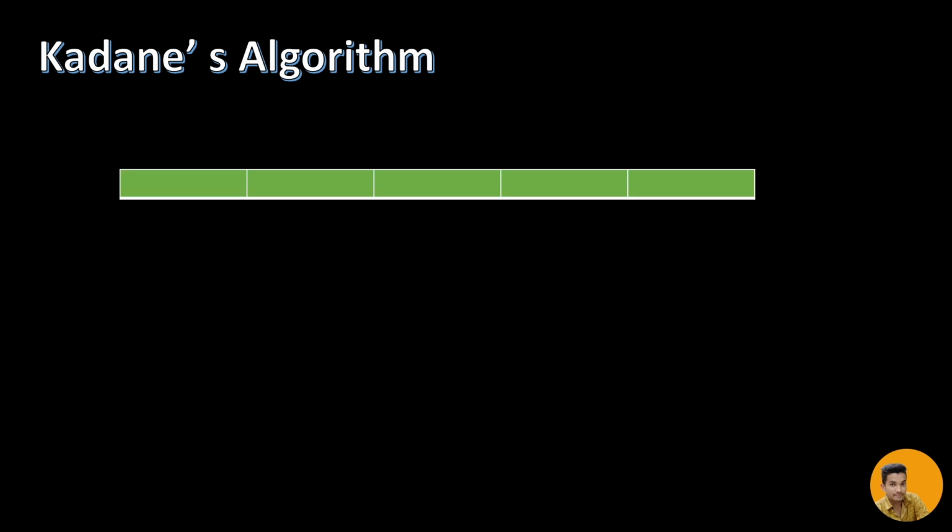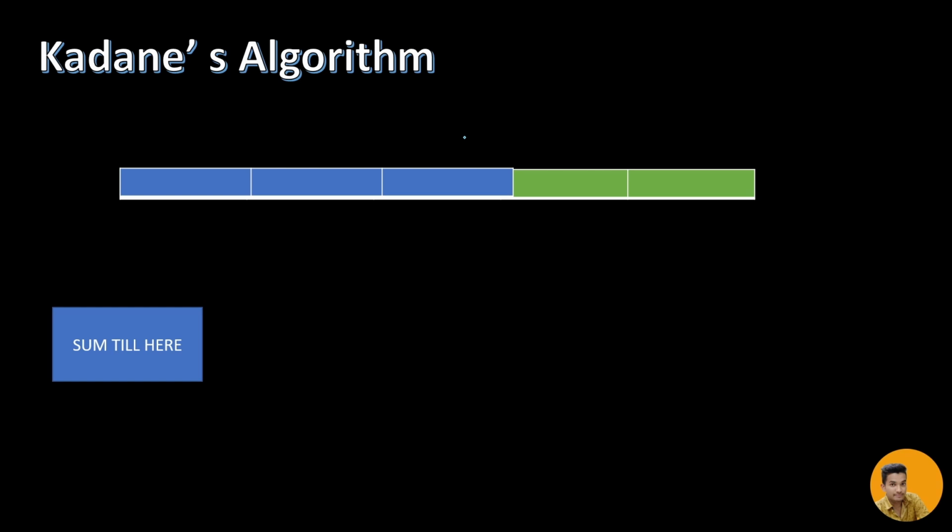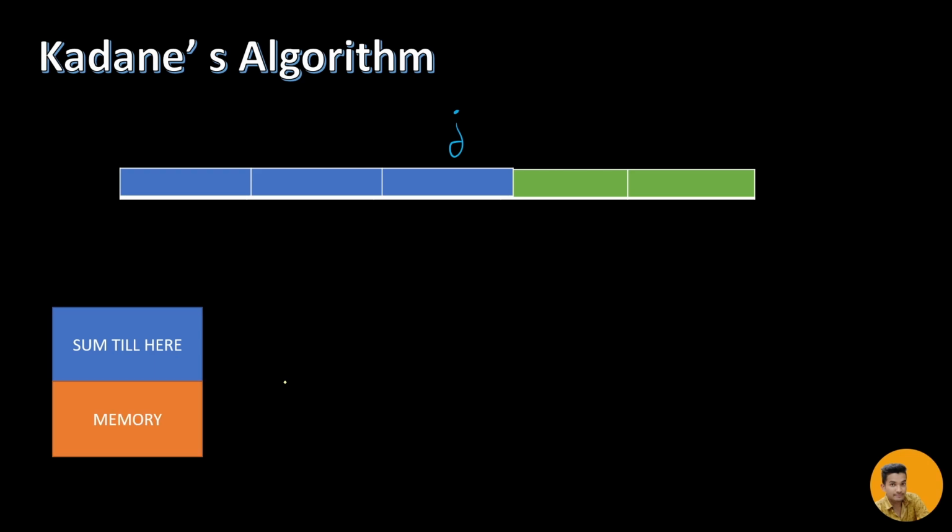Kadane's algorithm basically scans our array from left to right and does two things. First, it keeps track of our sum till here. That means it keeps tracking the sum at some position j, and then it has a memory mechanism, which is nothing but the maximum sum we have found in our array. Let's say this is the maximum sum, and this sum till here keeps adding the numbers and tells whether the number is going up or down.